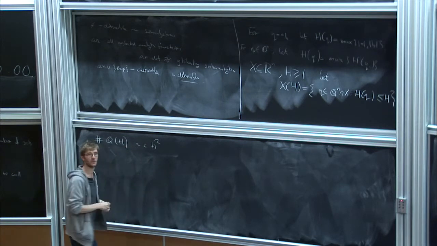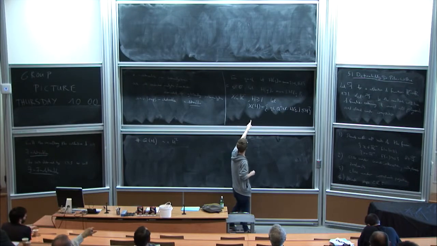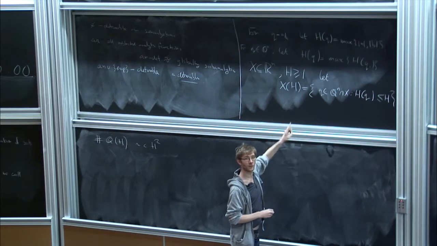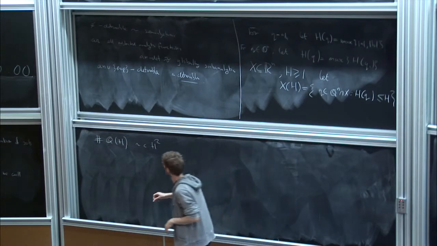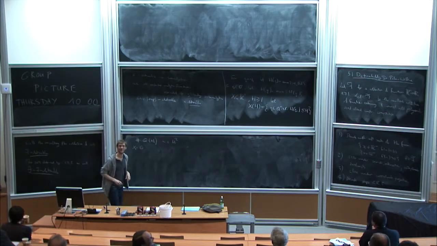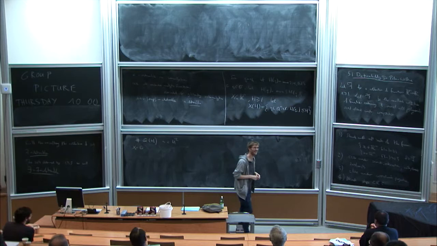Could you write down the definition? It's here. Where is Q of H? Here, X is Q. Q is X. Q is X normal.